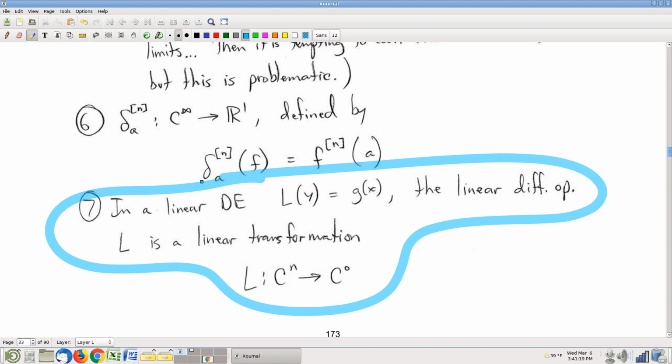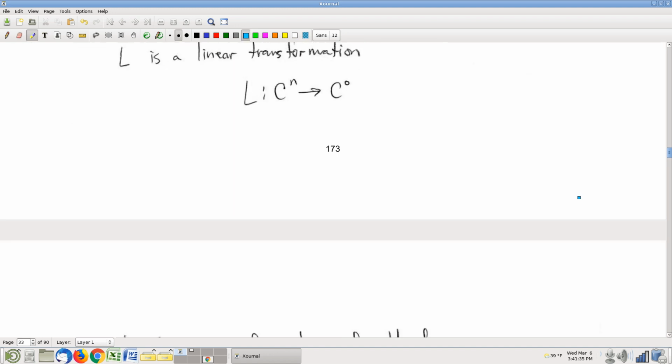Now I just have the language set up where I can say what I meant by that: L is a linear transformation from this vector space to that vector space. It's not a new statement. It's the same statement from chapter 4, just said in different language. Okay. All right.